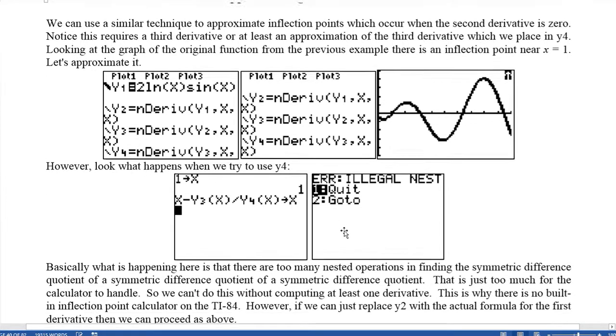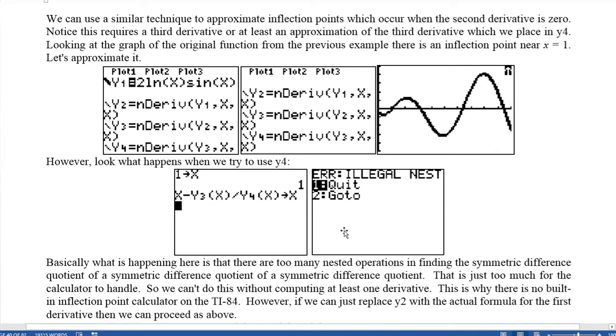Now what's happening here is there's too many operations inside of operations, nested operations, because we're asking it to work with the fourth, y4, which is a numerical derivative of y3, which is a numerical derivative of y2. So you have a numerical derivative that's a symmetric difference quotient of a symmetric difference quotient of a symmetric difference quotient. And remember, each symmetric difference quotient requires you to do other functions. So it's just too much for the calculator to handle. So it won't do this.